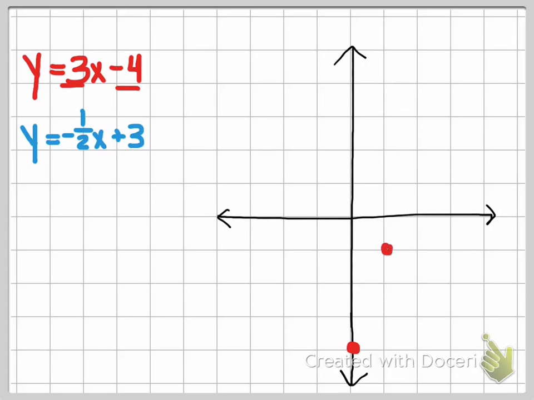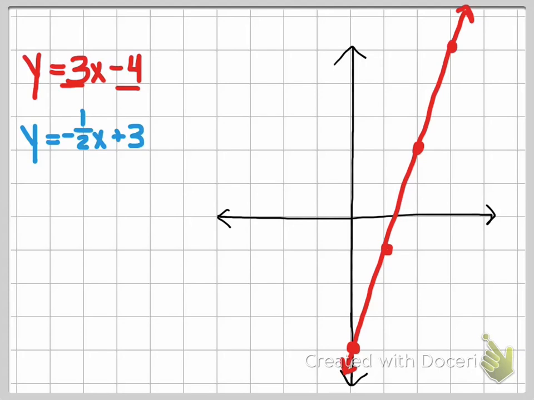And each time I rise 3 and run 1, notice I put a point because that is a point on my graph. Once I have enough points on my graph, and I like to do as many as possible, I can go ahead and connect them by using a line, and draw your arrows on the ends of that line because they continue in both directions.